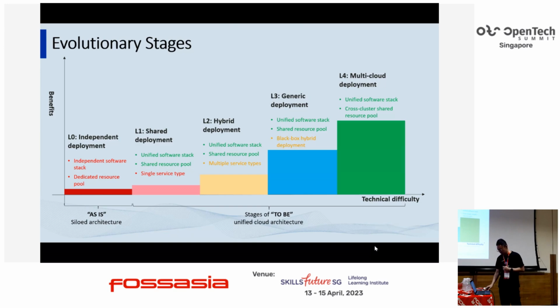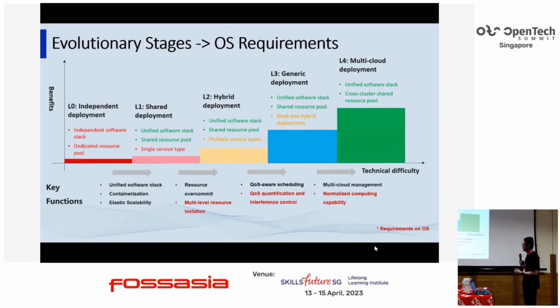Those are our different stages. Based on the functions needed for the OS, I have listed many. Those on the left part are for our operating system. We have multi-level resource isolation from level 1 to level 2. And from level 2 to level 3, there are QoS scheduling or quantification, interference control, and for level 4, the built-in capability. There are some key functions, and I will try to introduce them to you today.